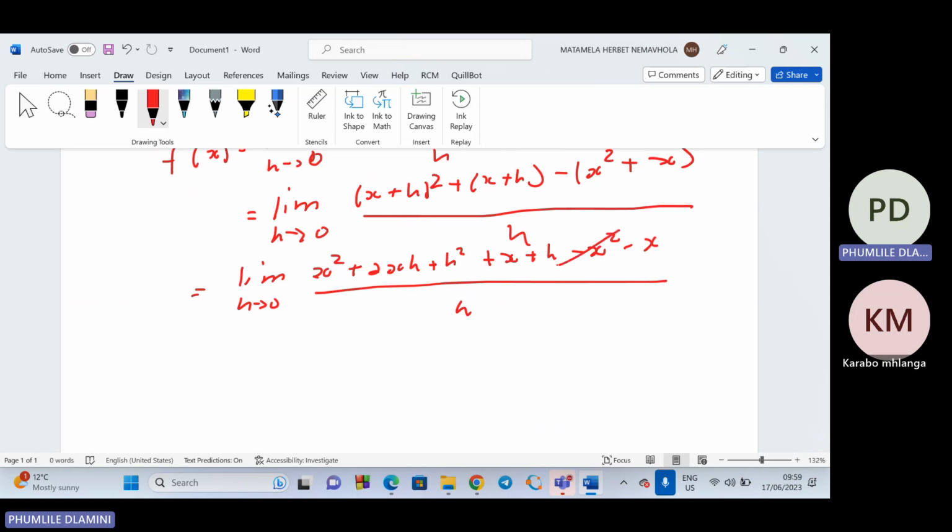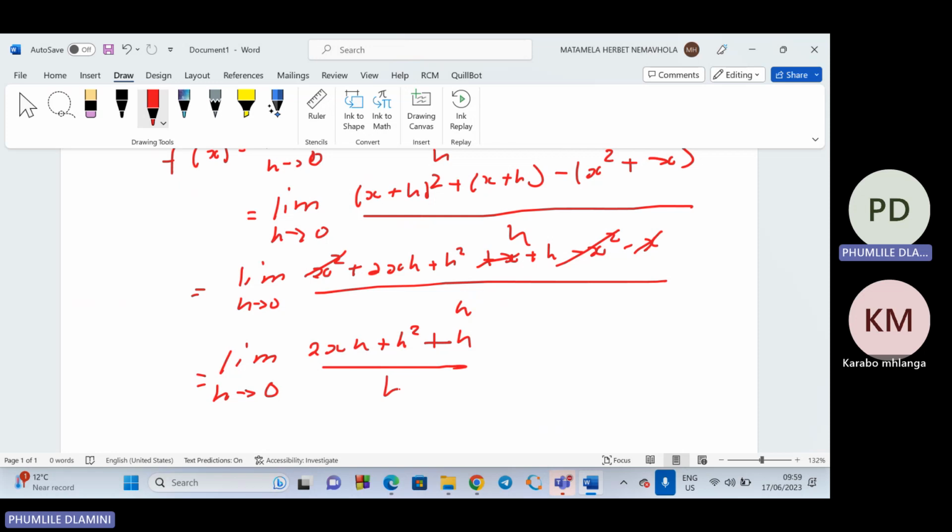So if we take this out, you will see that it's going to subtract with this one. This one will be subtracted with this one. So you are going to be left with, let's say, limit. Every time it's very important to write limit when h approaches 0. You're going to be left with 2xh plus h squared, plus again this h here, plus h.